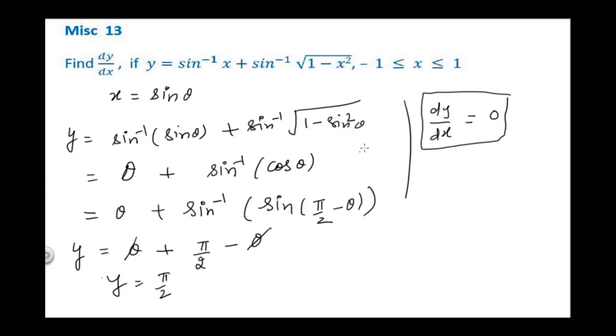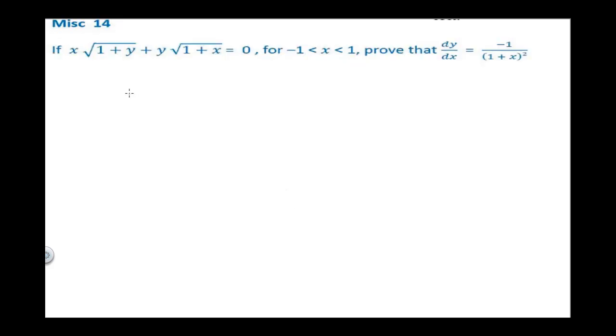So see how simple it has become by putting the appropriate substitution. Let us go to another question, as I have discussed homework questions. So I'm going to discuss question number 14 now. In question number 14, x under root 1 plus y, plus y under root 1 plus x, is given equal to 0. We have to prove dy by dx is minus 1 upon 1 plus x whole square.